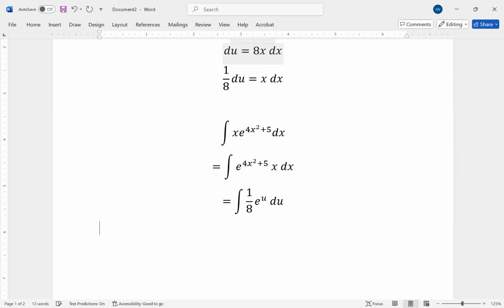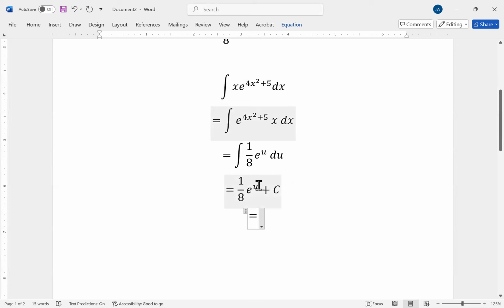This is an easy integration to do. It's one of our basic rules. Anytime we integrate e to my variable with respect to that variable, I just get back e to the u. So I just get back 1/8 e to the u plus c, because that is the antiderivative of 1/8 e to the u with respect to u. I do my back substitution.